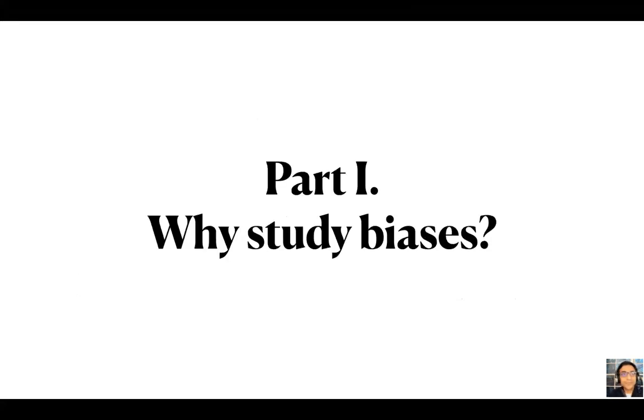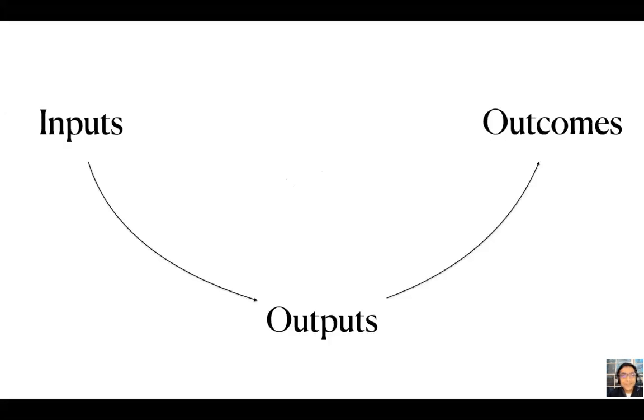Part 1, why should we care about and study our own biases? To understand that, let's begin with a look at the inputs, outputs, outcomes framework. I really like this simple framework for the work we do as product managers and product people. Now, as a quick recap, inputs are things like user feedback, metrics, industry landscape, technical effort.